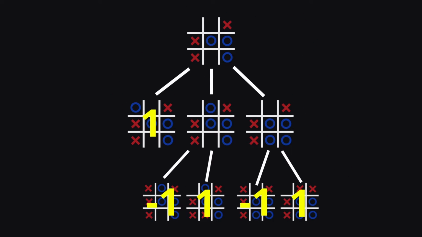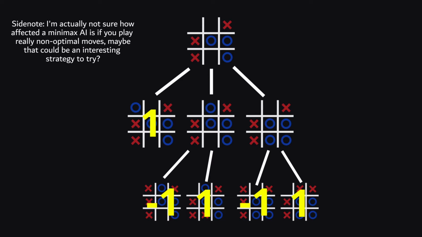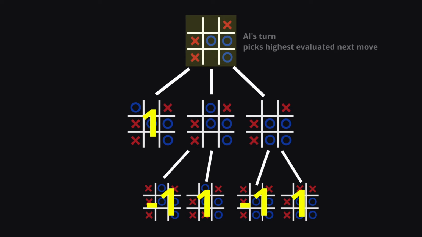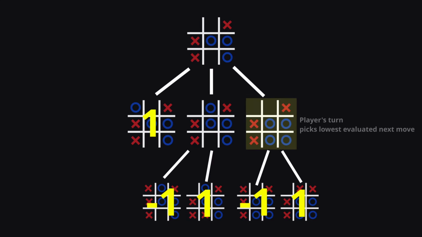Then we backtrack up the tree, and this is where the name Minimax comes from. See, Minimax assumes that each player plays optimally. So, for example here, it's the AI's turn, and it wants to pick the position that leads to the maximum evaluation, since that's victory. And here it's the player's turn, and the player wants to pick the move with the minimum evaluation, since that's victory for it.